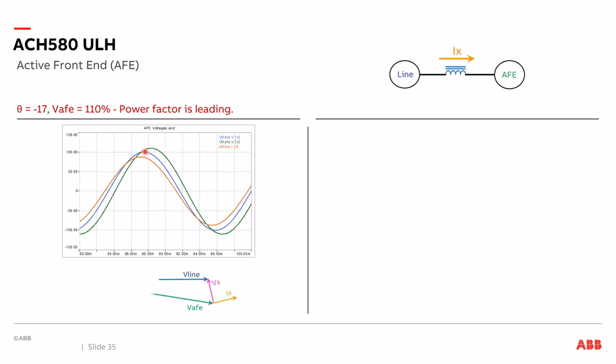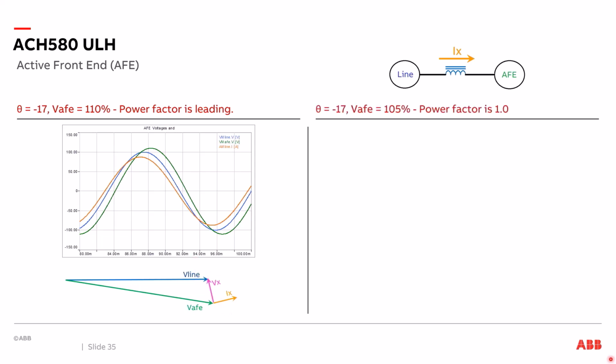Let's look at the phasors and how this happened. The line voltage has not changed. We've increased the voltage on the active front end. This has caused a new angle to occur for Vx, which causes Ix, at a 90-degree angle from Vx, to be pointed up from the line phasor. This pointing up created a leading power factor.